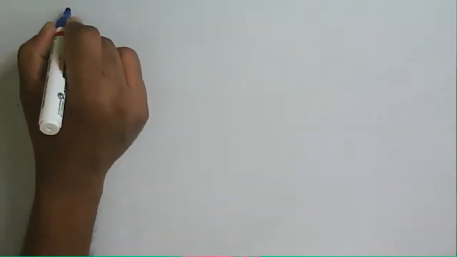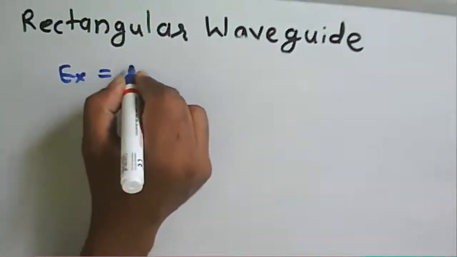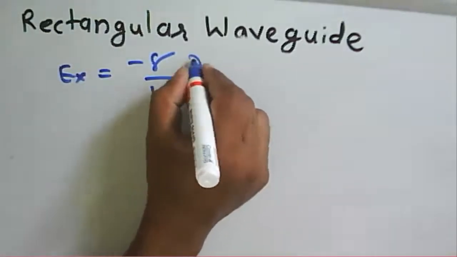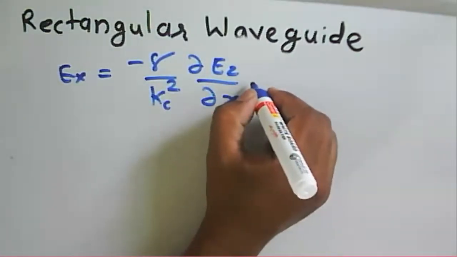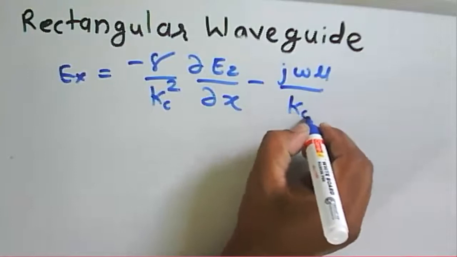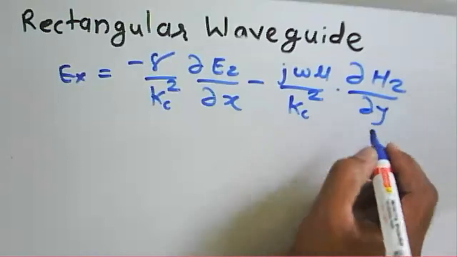and through this we say that we have the field components we are supposed to consider, that is, Ex for the rectangular waveguide is equal to minus gamma by kc square dou Ez by dou x minus j omega mu by kc square dou Hz by dou y.